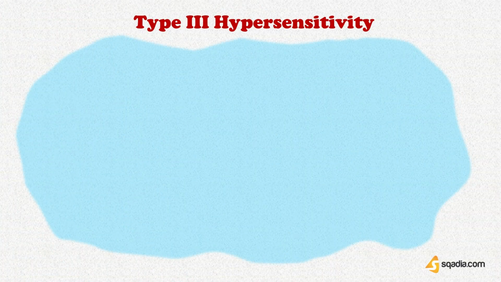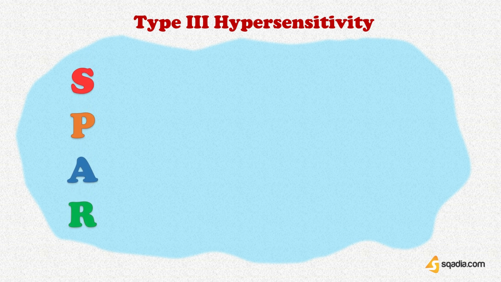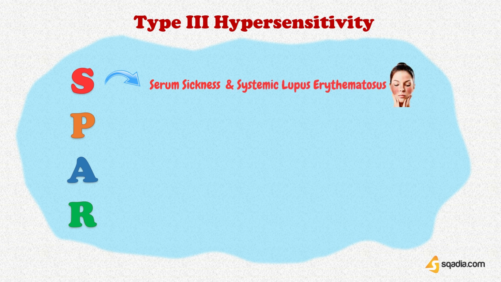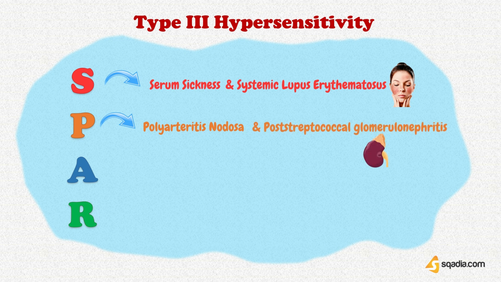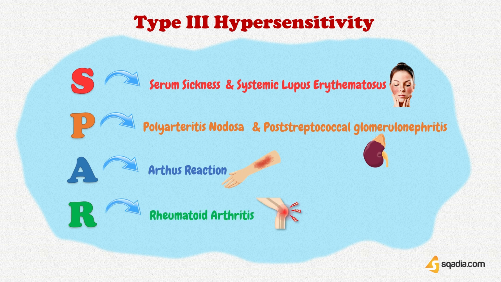A few examples of Type 3 hypersensitivity reactions or immune complex diseases can be memorized by the mnemonic SPAR, where S stands for serum sickness and systemic lupus erythematosus, or SLE, P for polyarteritis nodosa and post-streptococcal glomerulonephritis, A for Arthus reaction, and R for rheumatoid arthritis.